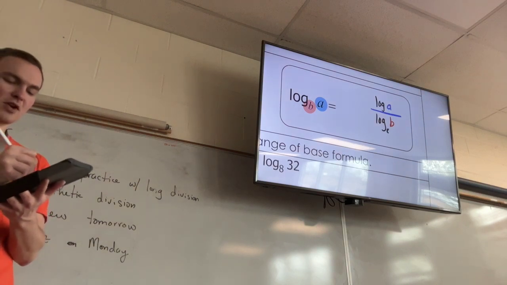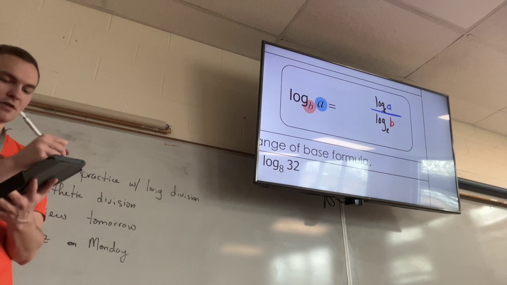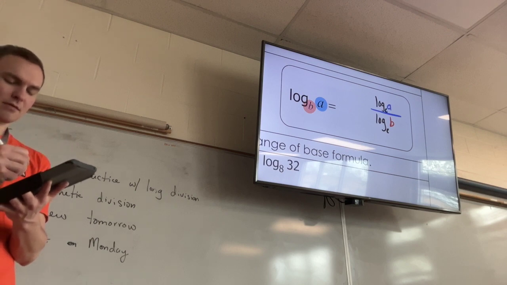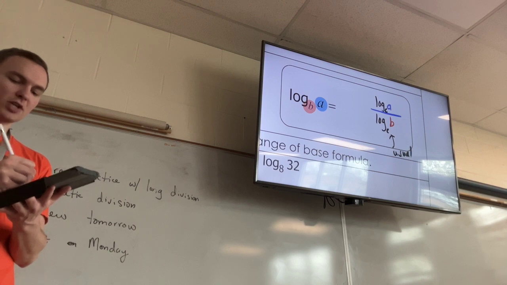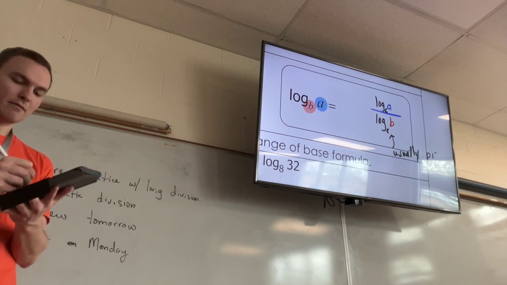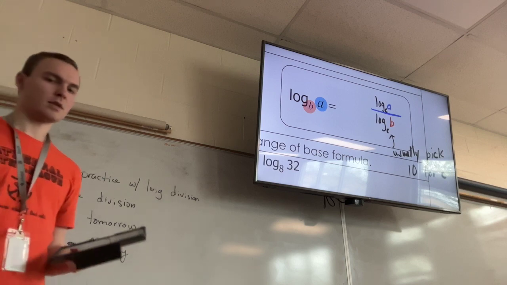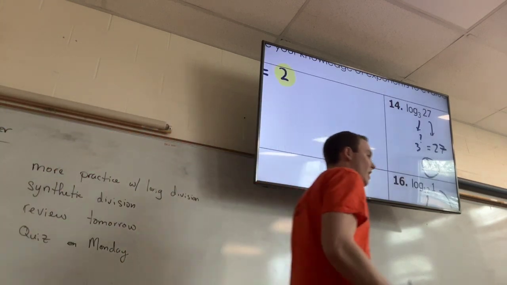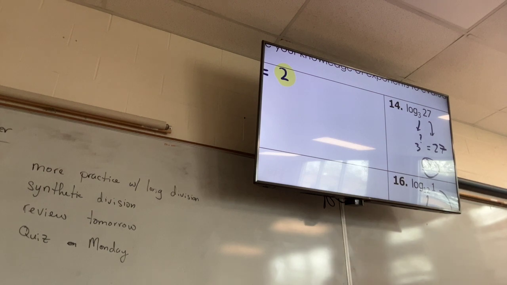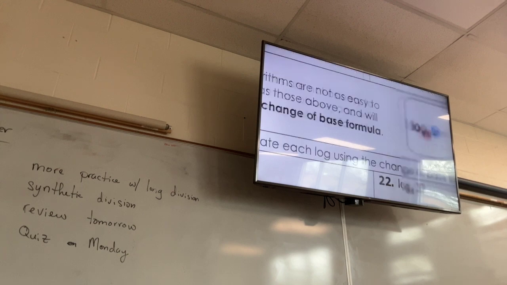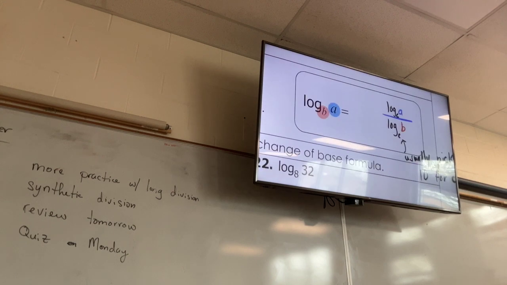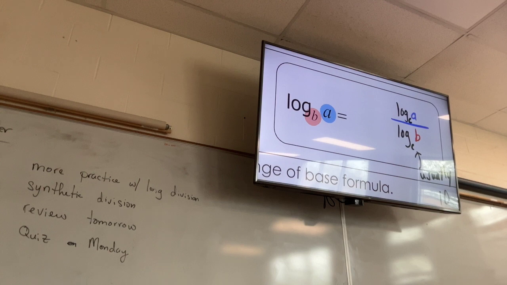And then you can pick whatever new base for that log you want. Usually it's going to be 10. Usually pick 10 for C. So now you guys know what the log button on your calculator does. So you can just change between those two, back and forth.